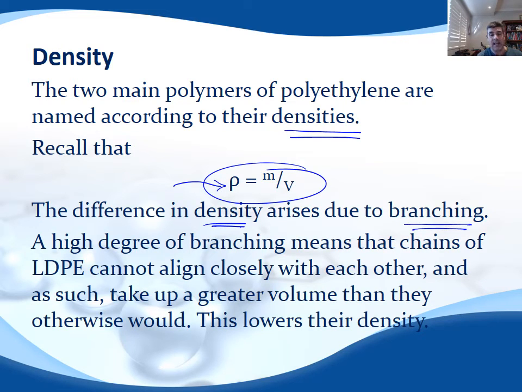That is, the volume increases as we have increased branches. We just can't pack all of those atoms close enough together to form a really dense substance. So the high degree of branching that we have in LDPE means that they can't pack as closely together, therefore they take up a greater volume, and as V increases, rho, or density, decreases, and hence these ones have a lower density than the HDPEs.